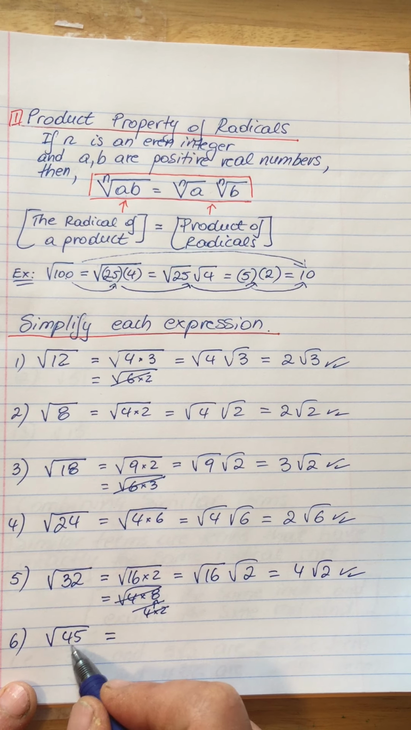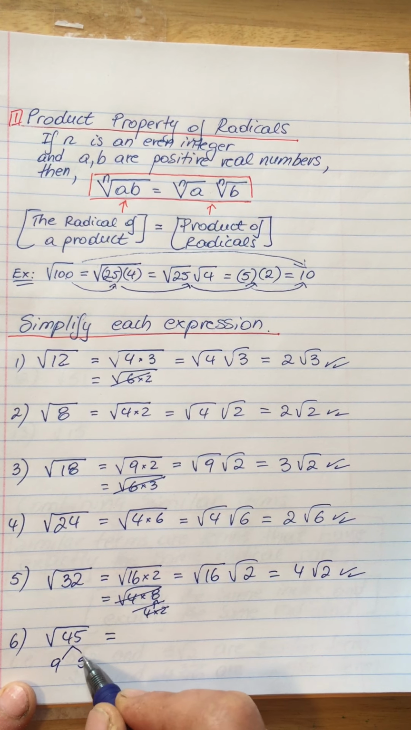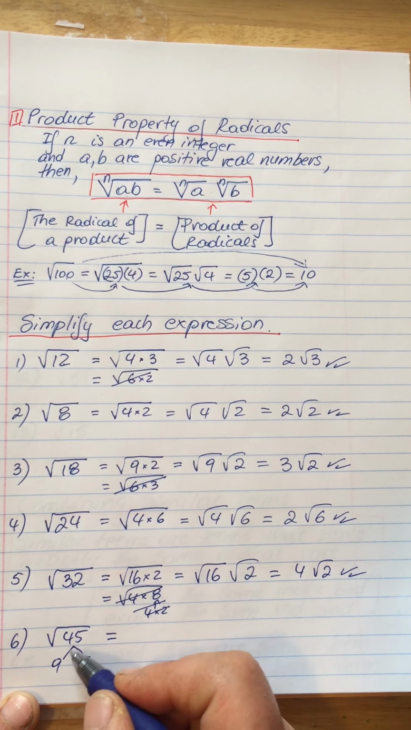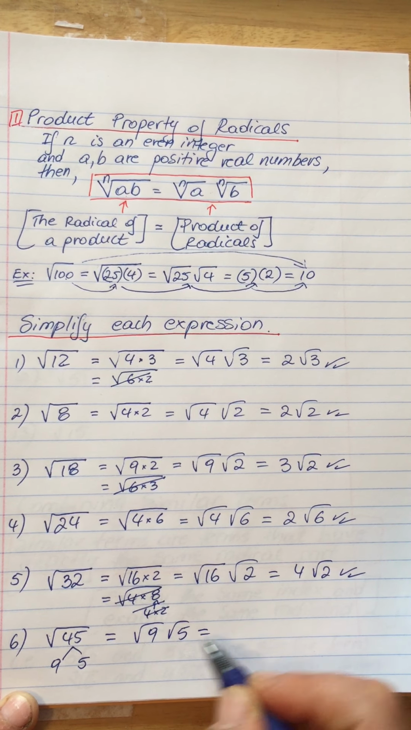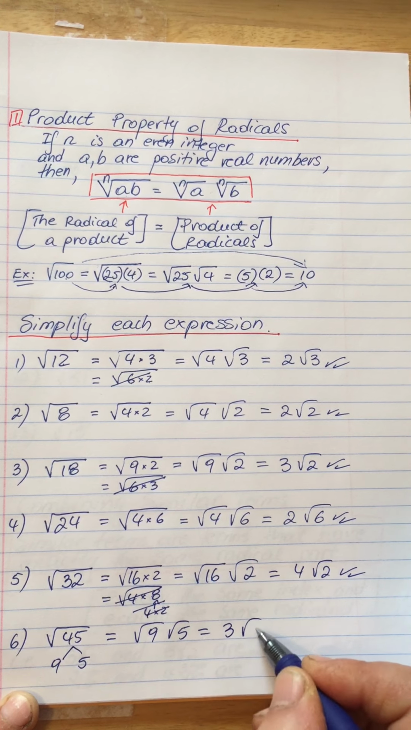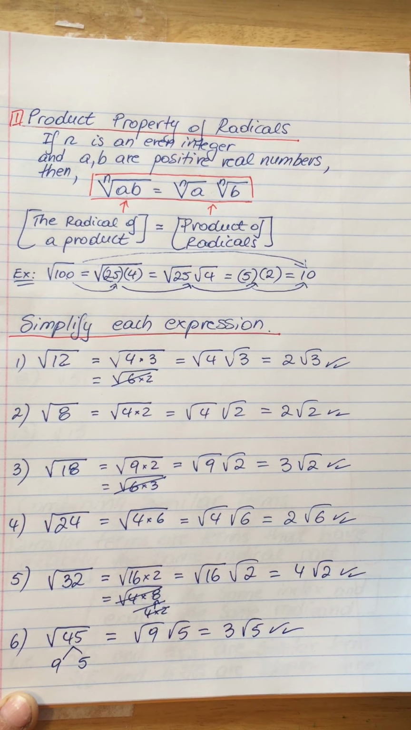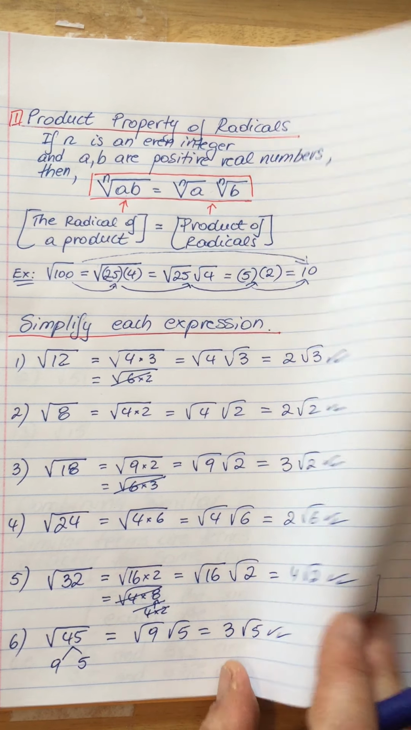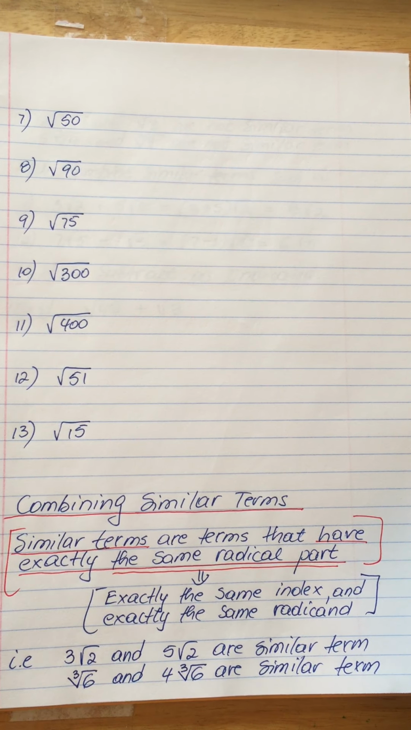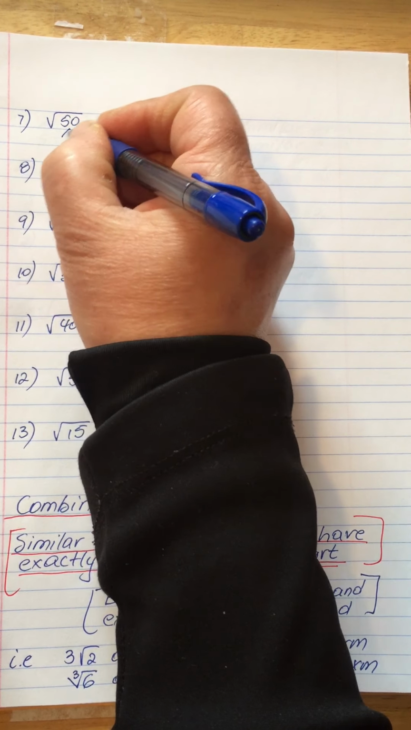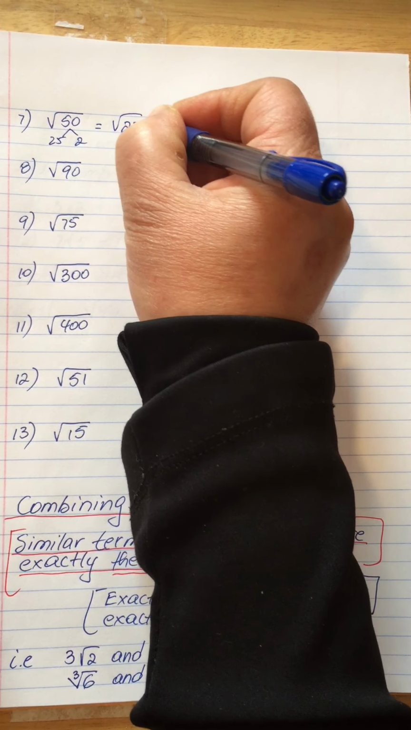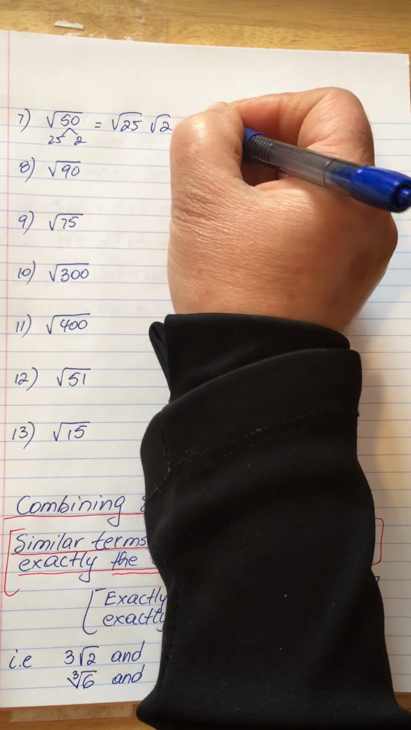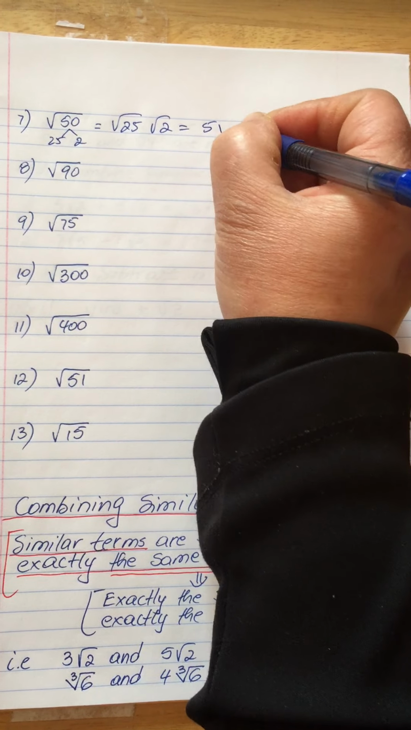So 45 is 9 times 5. Now I will separate. I know the square root of 9. Happy? Done. 50 is 25 times 2. Separate. Square root of 25, square root of 2, 5 square root of 2.